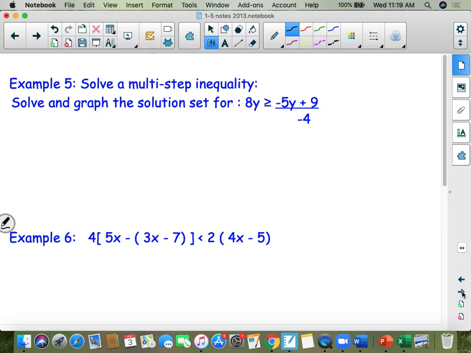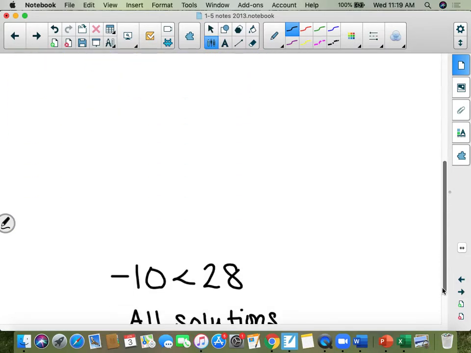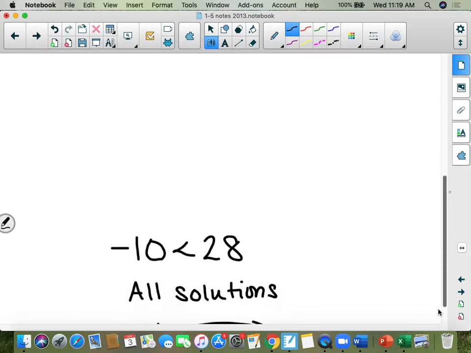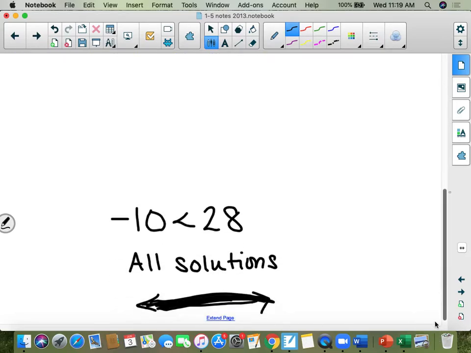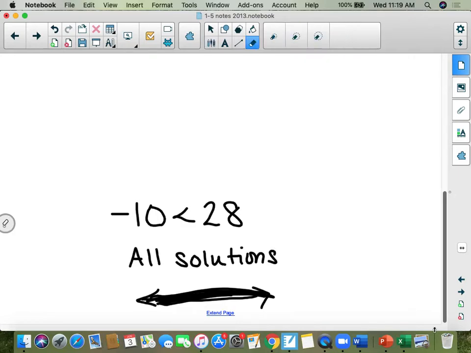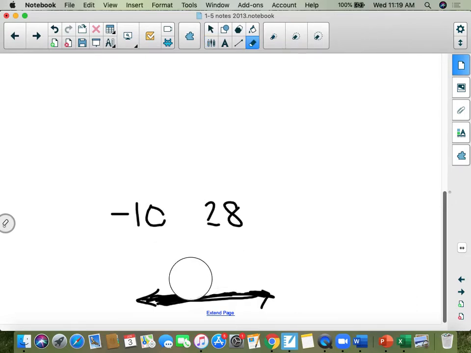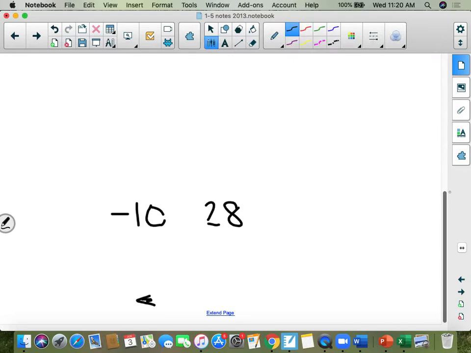It looks like we have 2 problems left. Before we do those 2 problems, what happens if it's a false statement? So when you eliminate it, let's say you eliminated all your letters and you get a negative 10 is greater than 28. Is a negative 10 greater than 28? No, that's false. Your number line would stay empty and it would be a no solution.